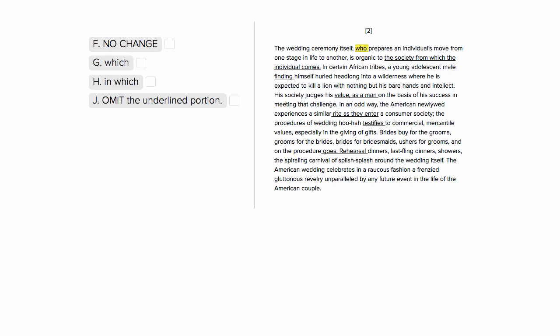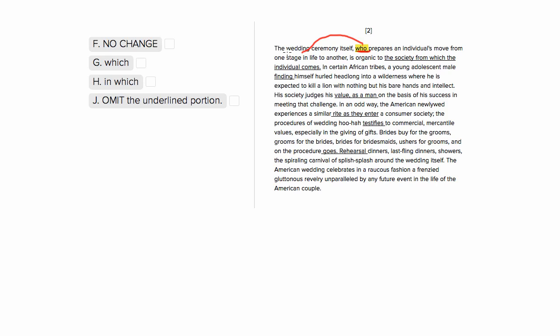This is Sophie Heller, and this is an ACT English pronouns question. The question here is asking you to evaluate the usage of this "who," underlined in yellow, to refer back to the wedding ceremony. So we're going to want to pick the right way to take this pronoun and refer it back to the antecedent, the wedding ceremony, the thing that comes before.